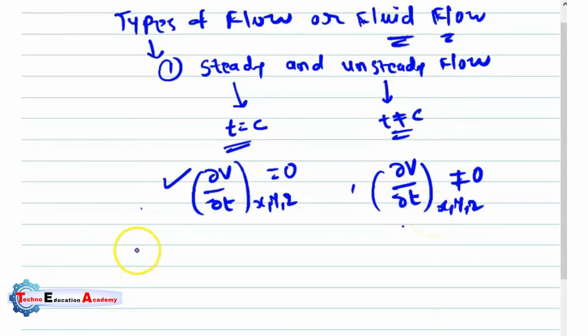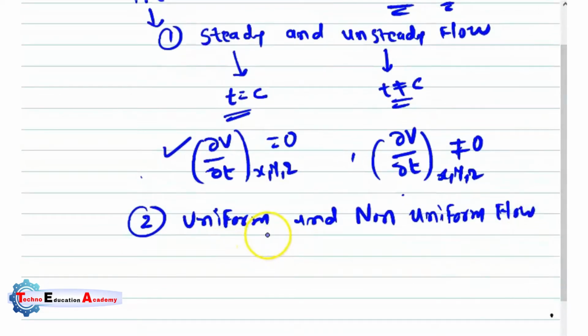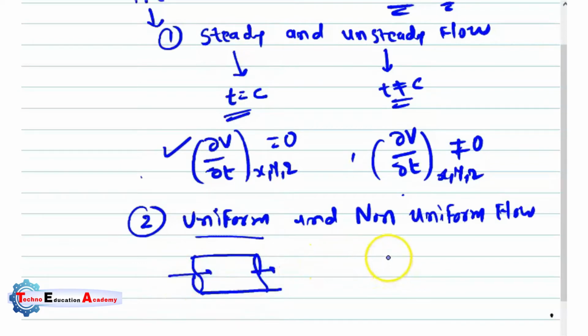Now, second, uniform and non-uniform flow. What do you mean by uniform and non-uniform flow? As the name suggests, uniform flow means there is the same cross section at inlet and outlet of the flow. Here it is called uniform flow. And if there is a change in cross section between inlet and outlet, then it is called non-uniform flow.